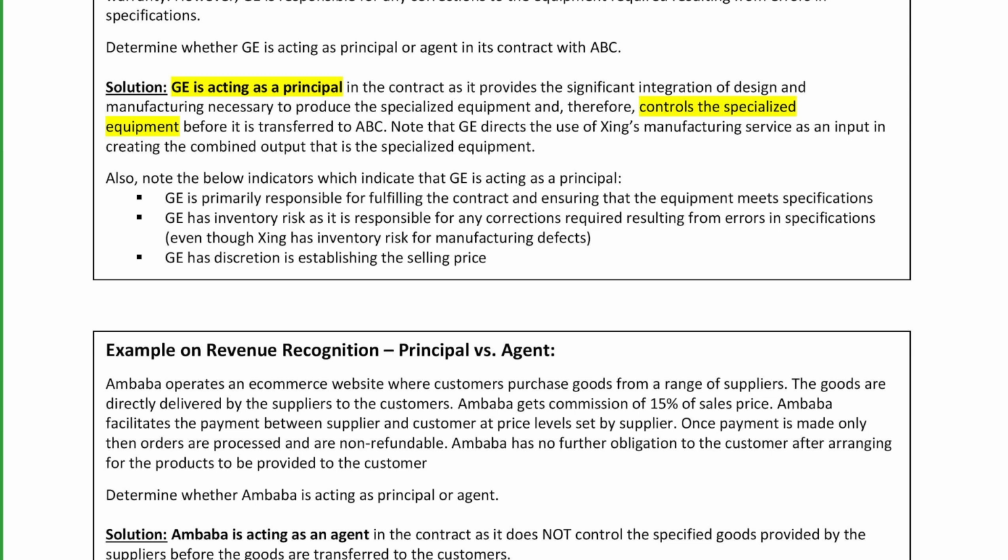Also, note the below indicators which indicate that GE is acting as a principal. GE is primarily responsible. GE has inventory risk as it's responsible for any corrections required resulting from errors in specifications. GE has discretion in establishing the selling price.